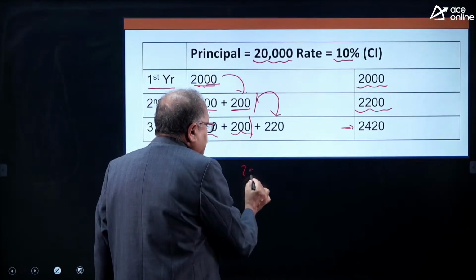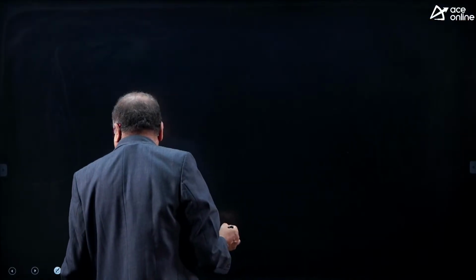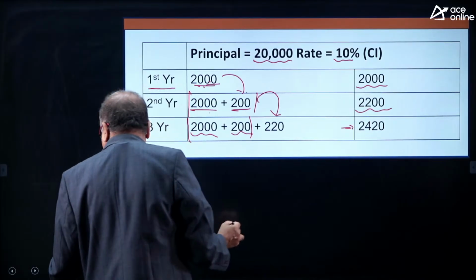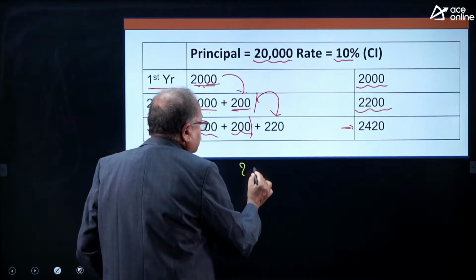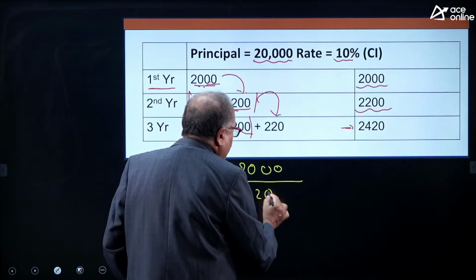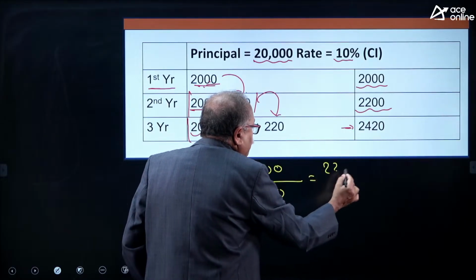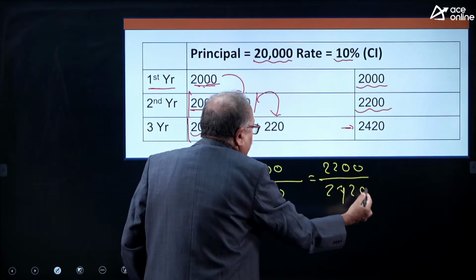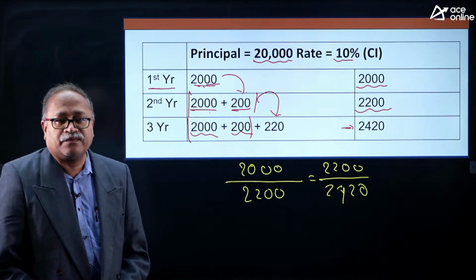Here you will find that they are in geometric progression. That means 2000 by 2200, which is equal to 2200 by 2420. They will be in geometric progression.